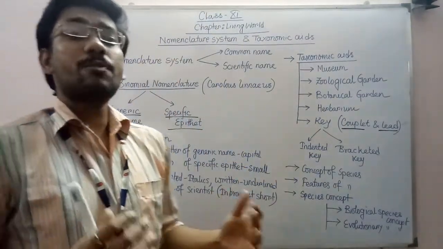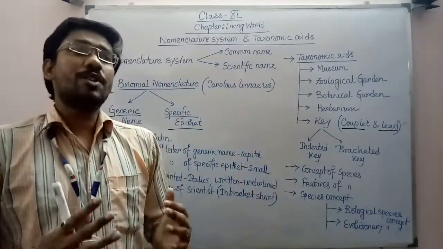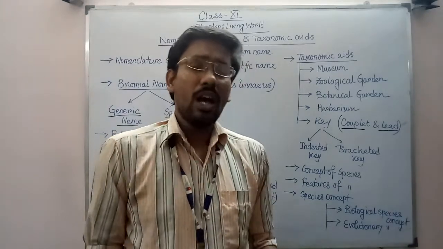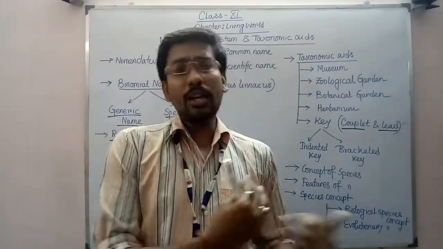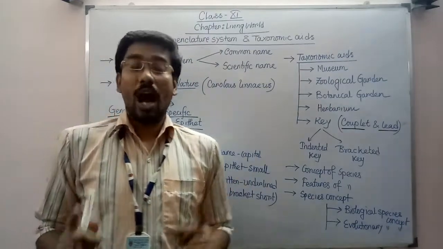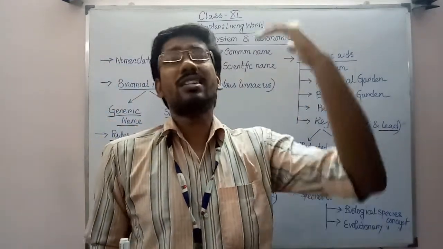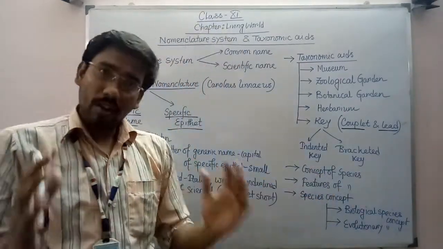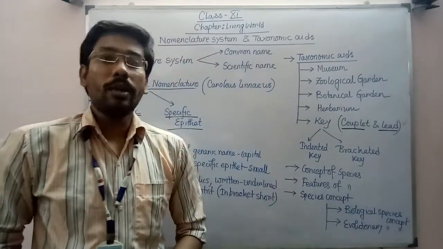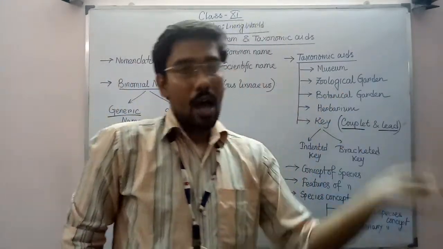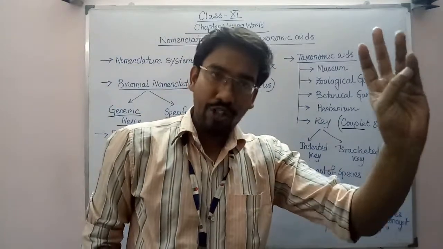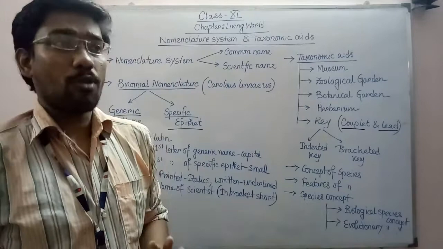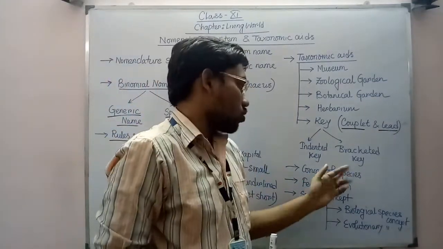The last thing is the species concept. What is species? First of all, a species is a group of individuals who are morphologically and anatomically almost similar, sharing a common gene pool and inbreeding with each other, but they can't outbreed. Outbreed means they will not reproduce with organisms belonging to another group of individuals. So those organisms who are morphologically and anatomically similar, sharing the same gene pool, inbreeding with each other and not reproducing with any other group of individuals, are known as species.